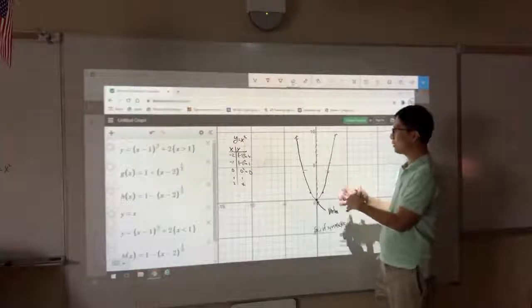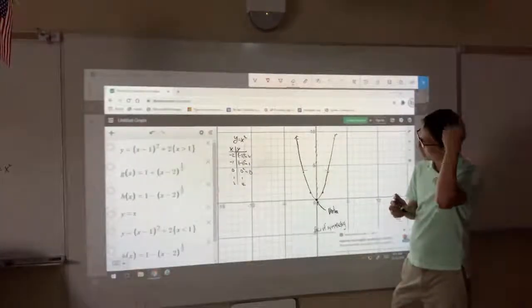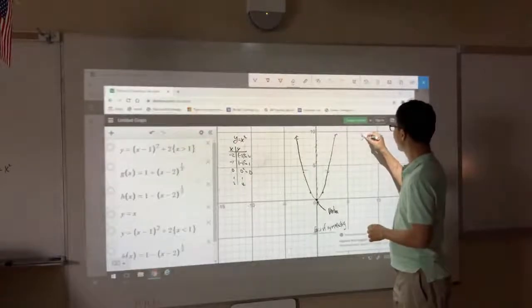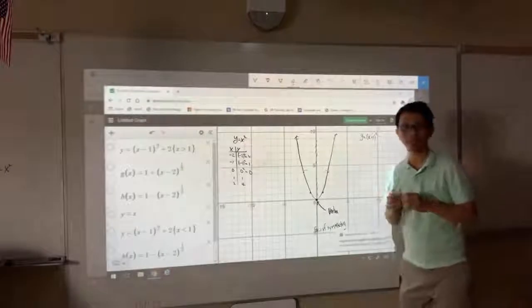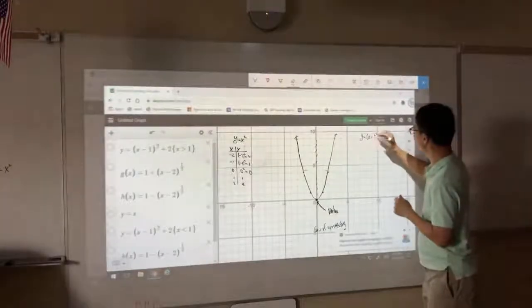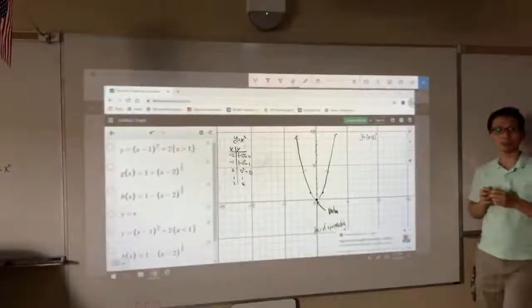So how is this related to everything? Let's start by talking about y equal to x minus 1 squared. Actually, let's do x minus 2, because that shows more difference. So what does x minus 2 look like? What did the graph do?